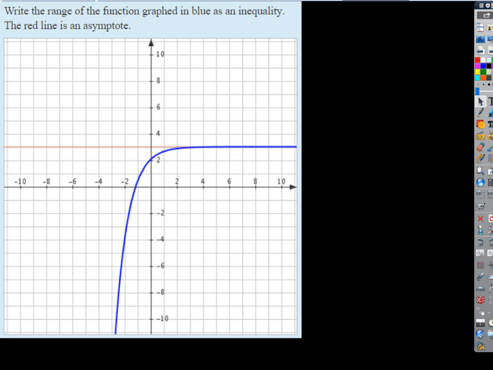Okay, so what about this? Have a look, please. All right, so what's the range of this function? Now, before we even jump in and give me an answer, how do we think about range on a graph?